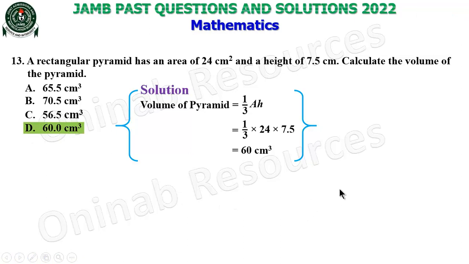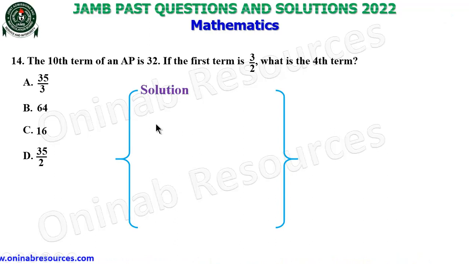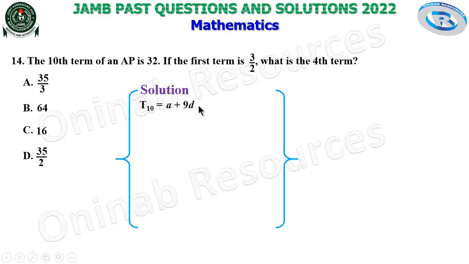So that's all for problem 13. We then go to problem 14. For problem 14, the 10th term of an AP is 32. If the first term is 3 over 2, what is the fourth term? So this is an AP. What we do is we know that T10 is A plus 9D. We then substitute in our values, that is T10, which is 32, is equal to our A, 3 over 2, plus 9D.